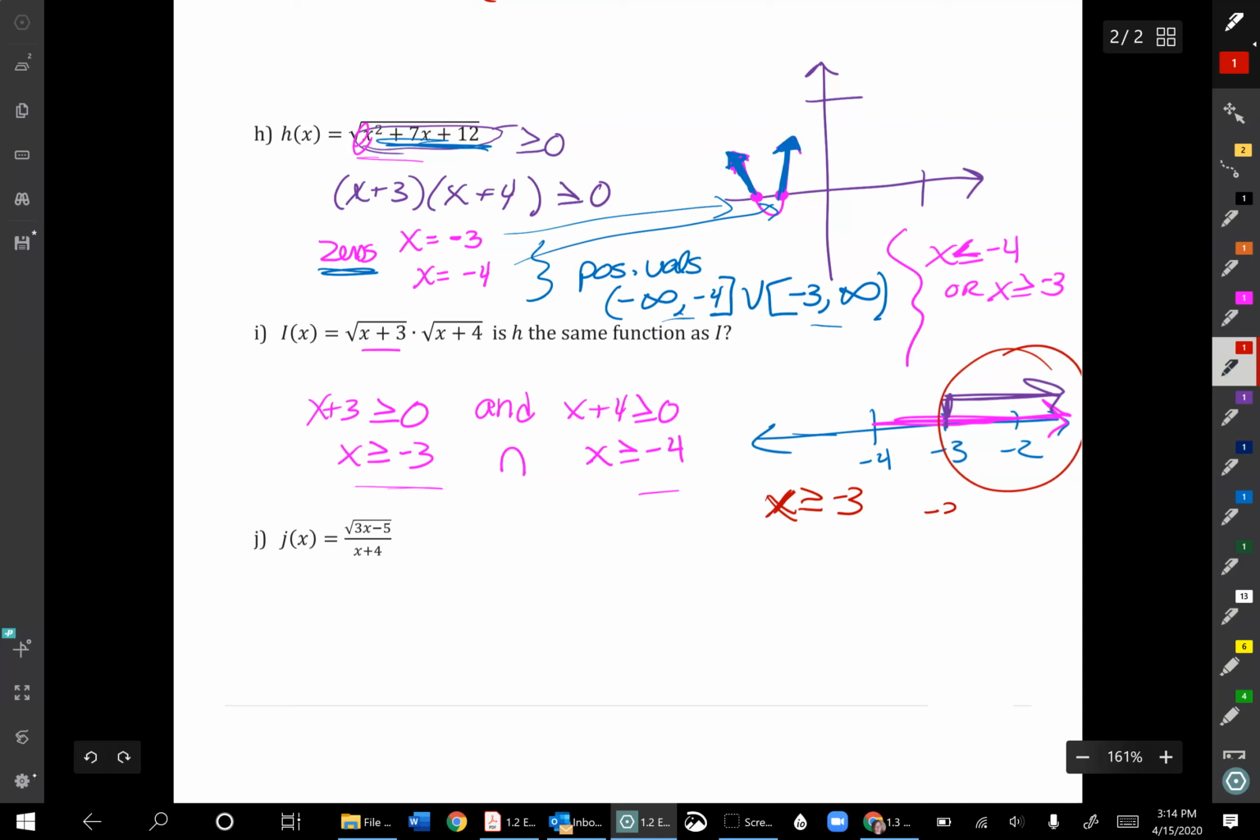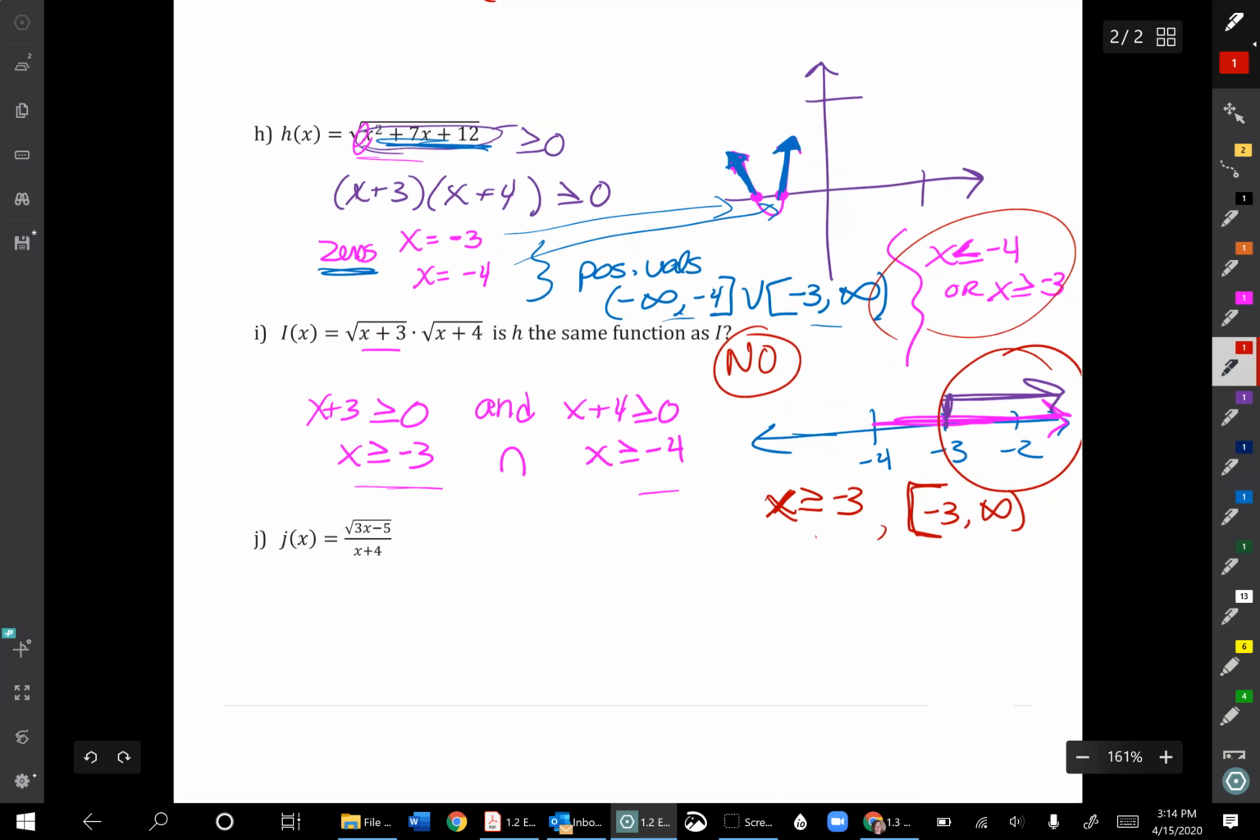Or you could write it in interval notation. Okay, or it could be greater than or equal to. I'll put my bracket. So since this has a different domain than above, we wouldn't say they're equivalent. So we would say no. Okay, not equivalent.